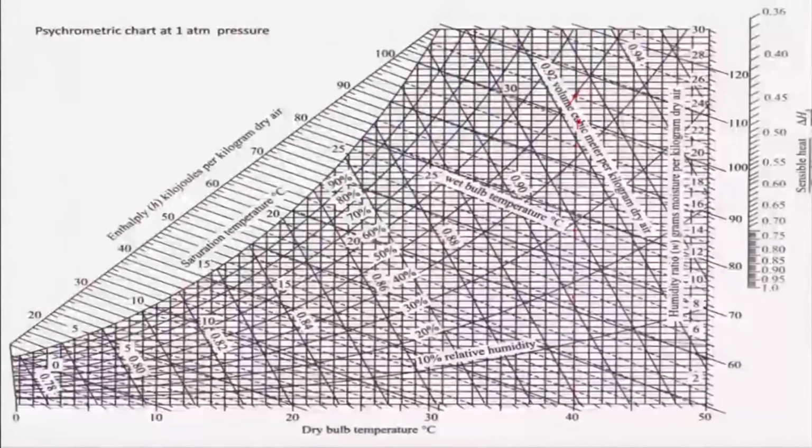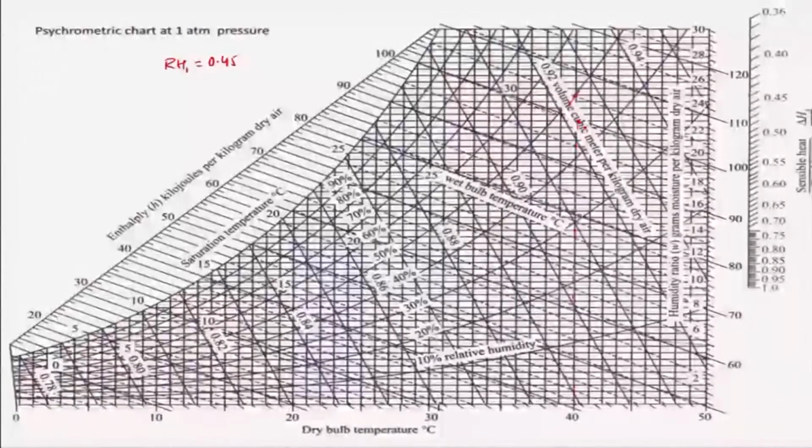Let us say that in this case the relative humidity RH1 is equal to 0.45. Earlier, how much did you get? It was 0.497. By calculation we got 0.497. You can say it is 0.5, but here it is 0.45. So there is an error in that.